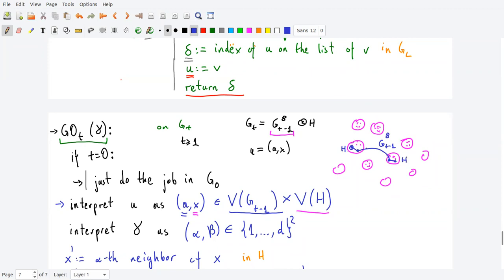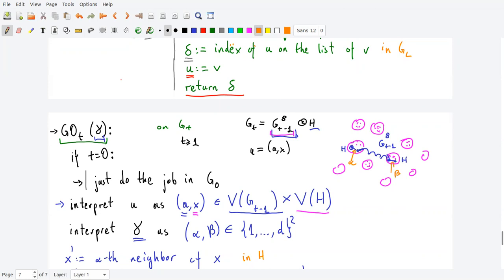Now observe that a single step in the graph GT minus 1 to the power 8 can be represented by 8 consecutive hops in the graph GT minus 1. So every edge in the graph GT corresponds to one step of a walk in H, 8 steps of a walk in GT minus 1, and then one step of a walk in H again. In particular, the index gamma that is given to us, which neighbor are we looking for, can be interpreted as a pair of indices, one index alpha and one index beta.